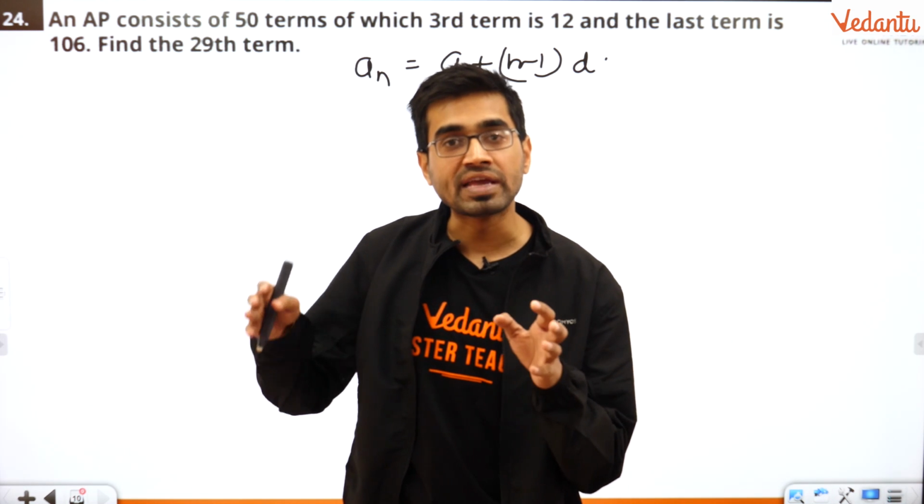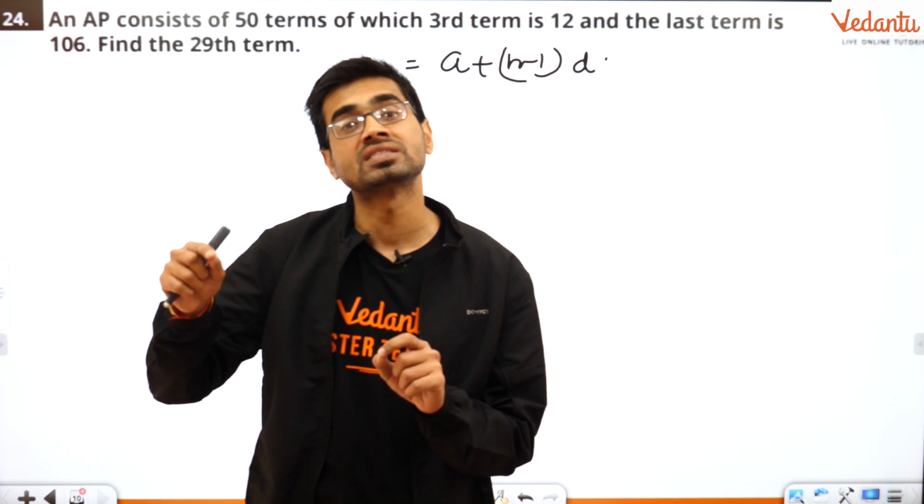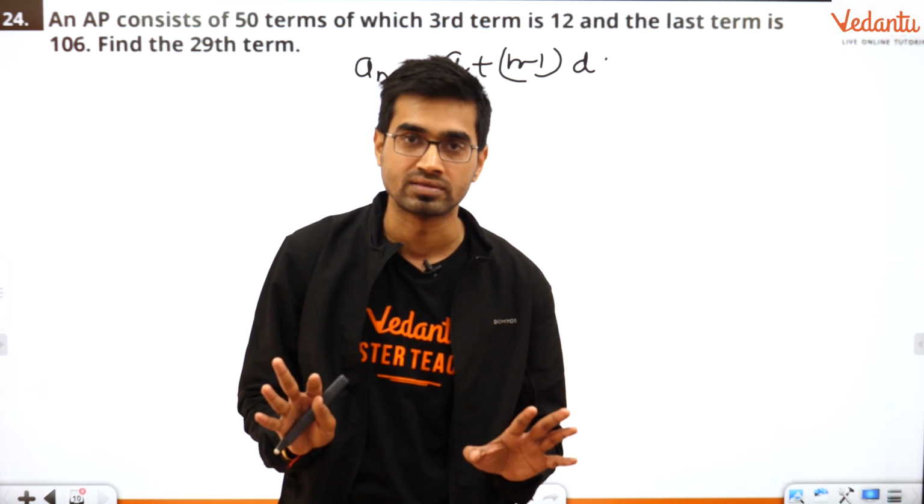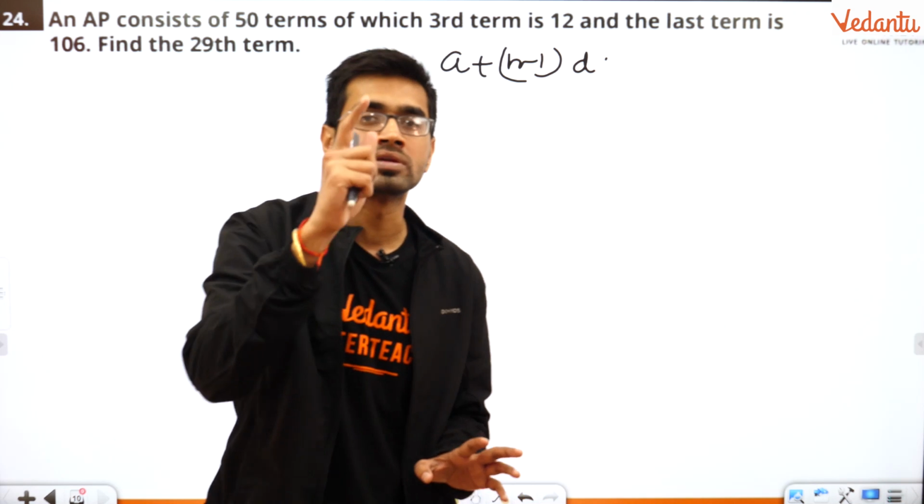What I'm saying is, if the AP has finite terms, then only the last term is the nth term. Otherwise, nth term is a general term. It's not always the last term. Remember, this is a very important concept that you miss.